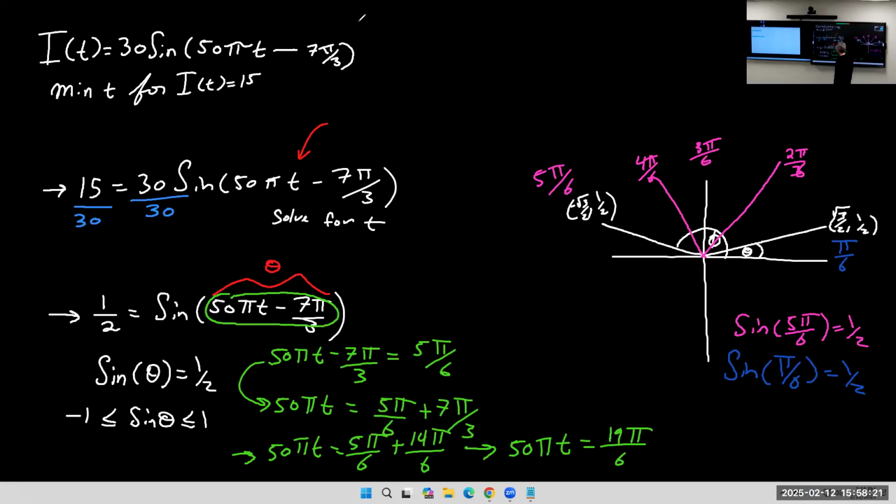I'm going to divide both sides by pi. My pen's getting fussy, so I don't know if I can do all my color tricks. But if I divide both sides by pi, this reduces. So now we have 50t equals 19/6. We're ready to solve for t now. Divide both sides by 50. Reduce if you can, but I don't think there's a 19 inside 50. So I think that's about it.